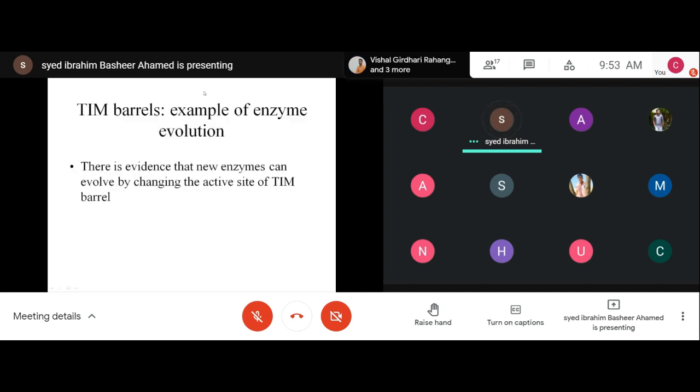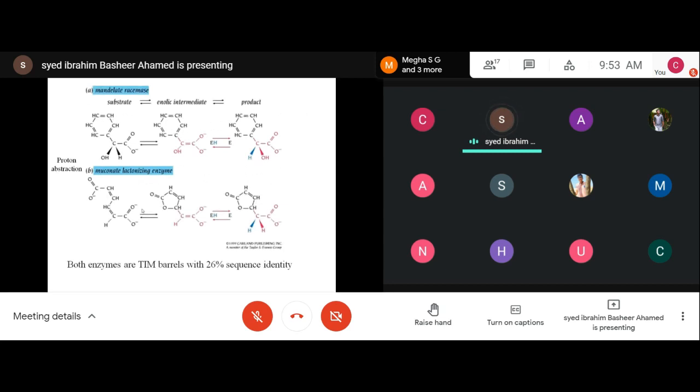So TIM barrel is an example of enzymatic evolution. There is evidence that new enzymes can evolve by changing the active site of the TIM barrel. As I told you, it's having two or three different TIM barrel domains, each carrying a different function. So why not? It's possible, right? You can make modifications in the active site, and maybe you can arrive at some different functional activity.